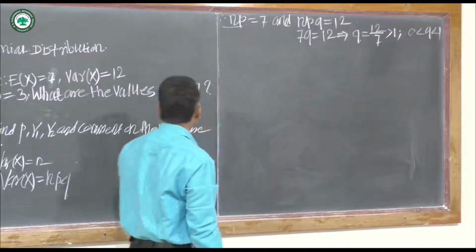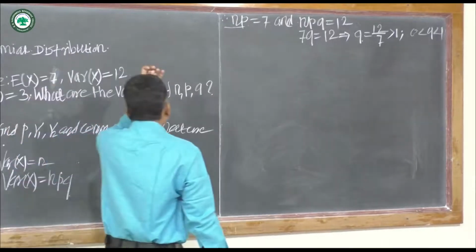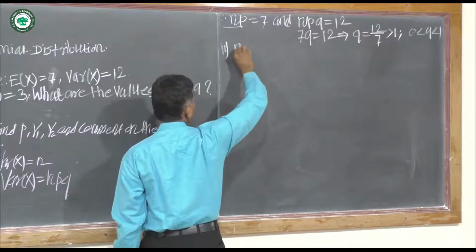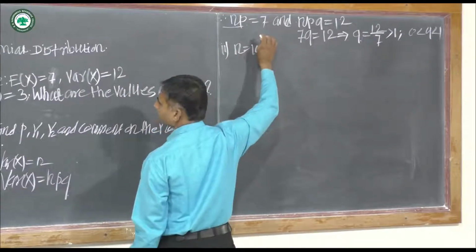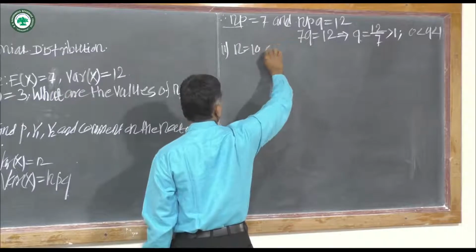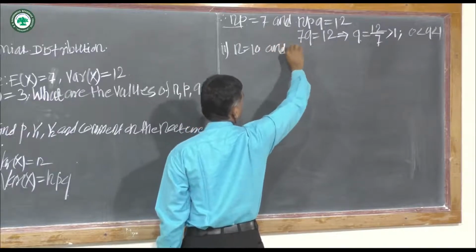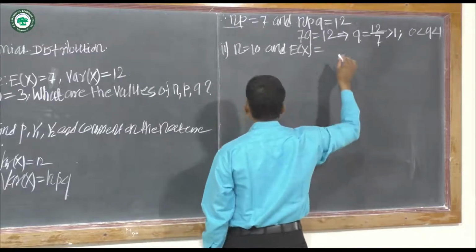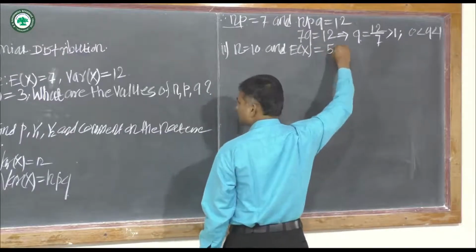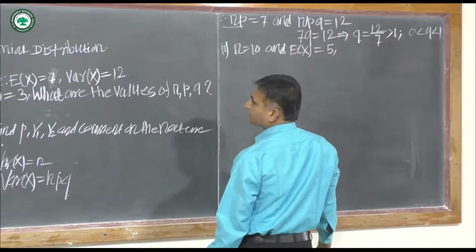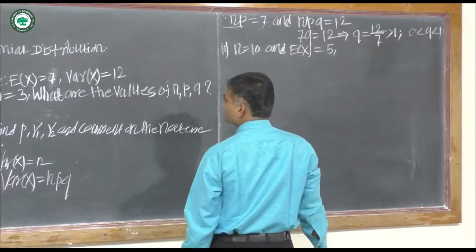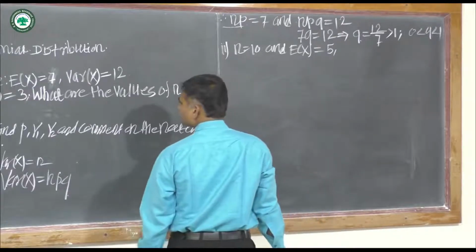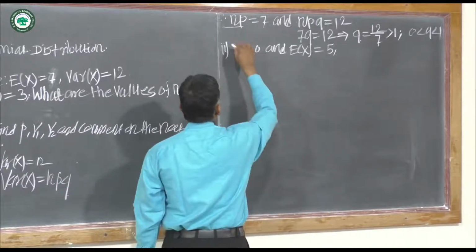Okay, then the second bit. In the second bit it is given that n is equal to 10 and expected value of X is equal to 5. Then find the values of p, gamma 1, gamma 2 and comment on the nature of the distribution.